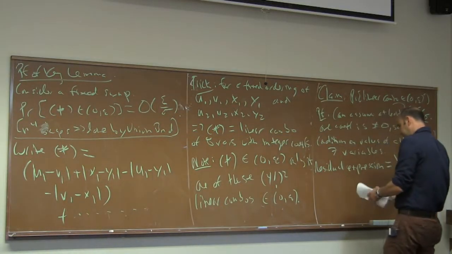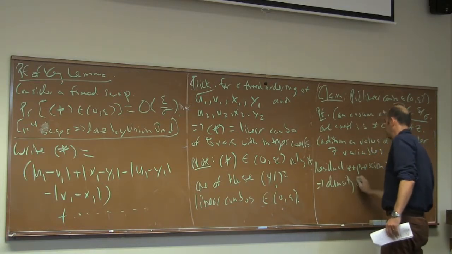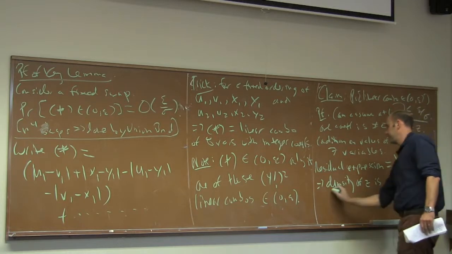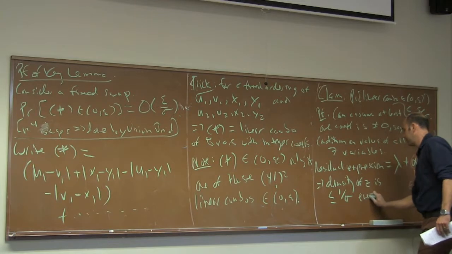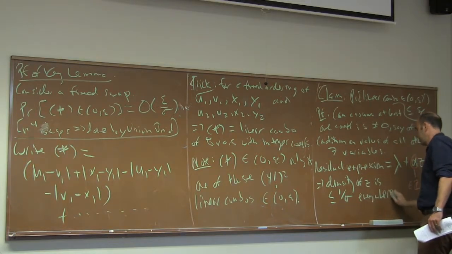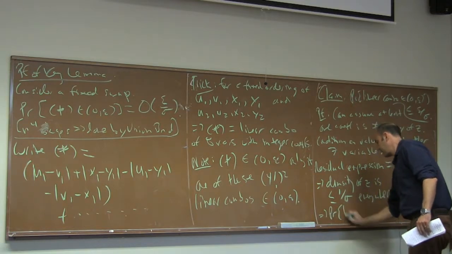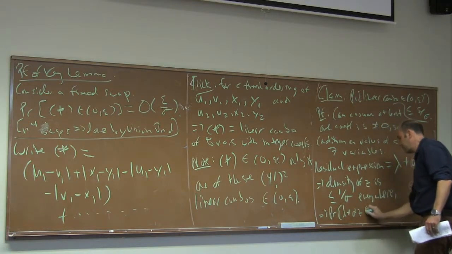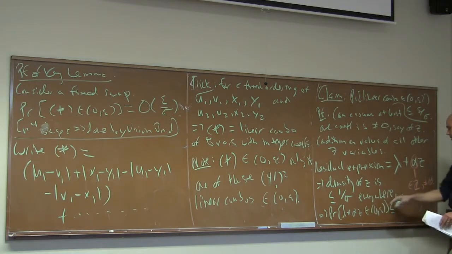So you put all that together. The density of z is at most 1 over sigma everywhere. So the probability that lambda plus alpha z is in [0, epsilon] is at most the length of the interval times the density upper bound, 1 over sigma. Which is what we wanted to prove.